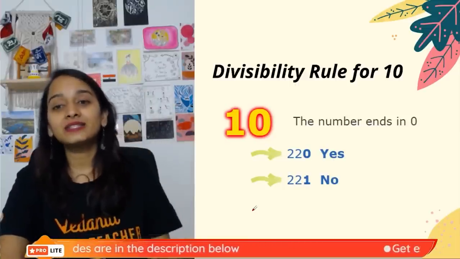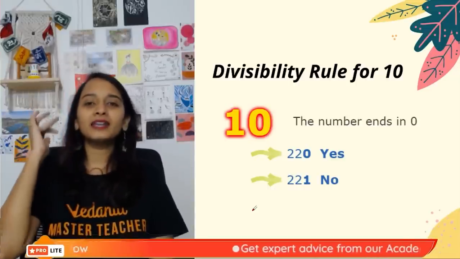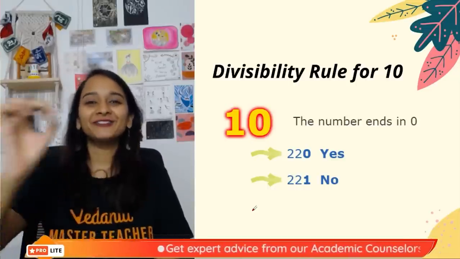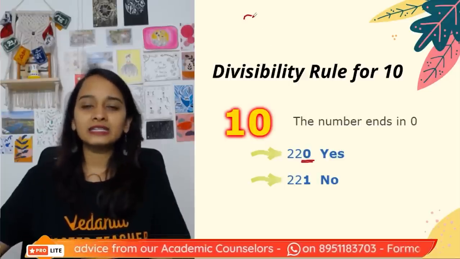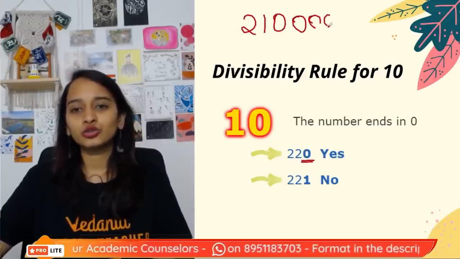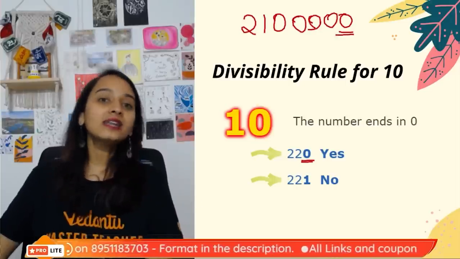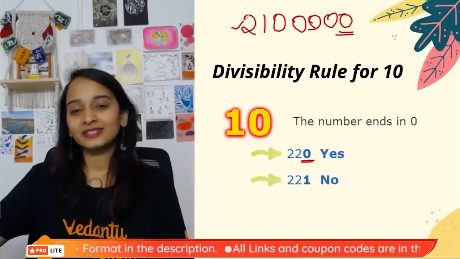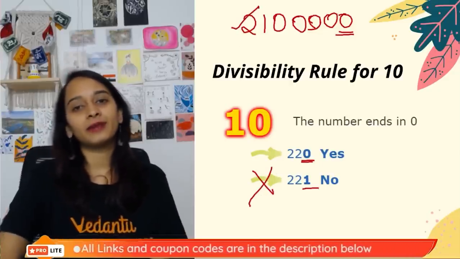Then you get the divisibility rule for 10. Any number ending with 0 is divisible by 10. Agar wo 0 se end ho raha hai, farak nahi padta kitne zeros hai. 2, 1, 0, 0, 0, 0, 0. It can be any number of zeros, but it should end with a 0, then it is divisible by 10. If it is not ending with 0, it is not divisible by 10.